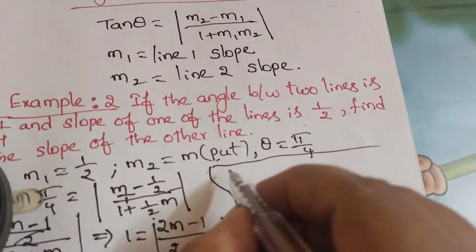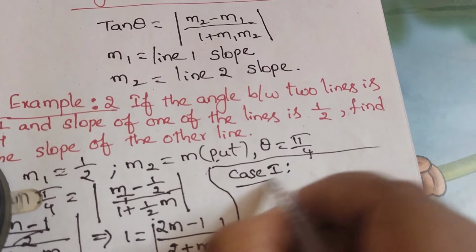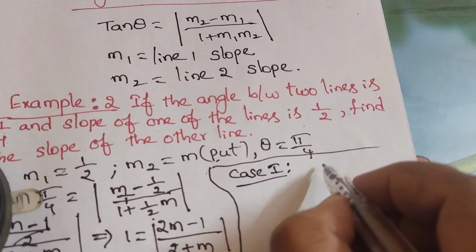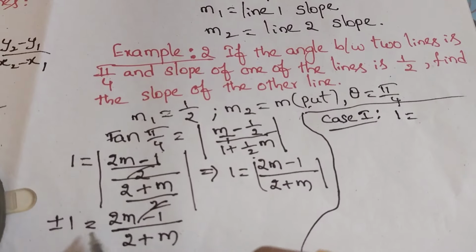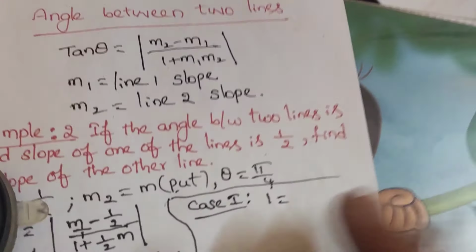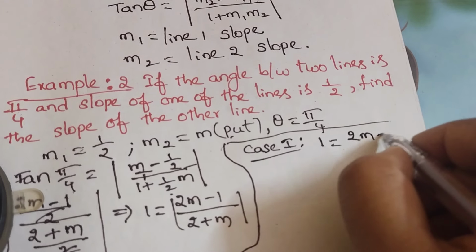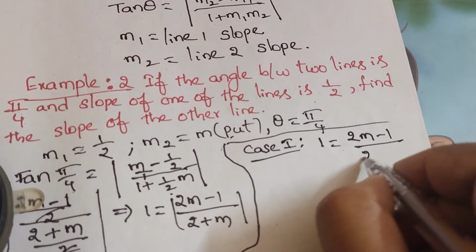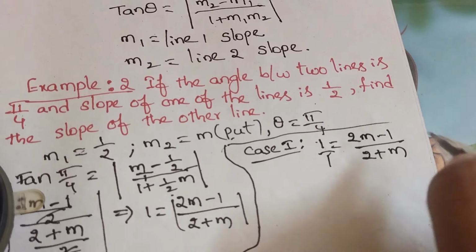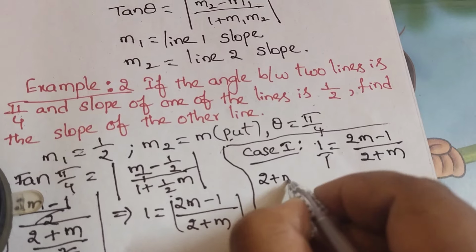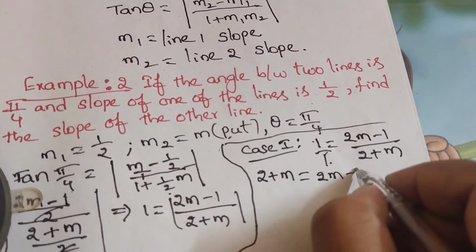Case 1 is when it is plus 1. Suppose case 1. When we are using plus 1, plus 1 is equal to 2m minus 1 by 2 plus m. Do cross multiplication. So 1 into 2 plus m, that is 2 plus m is equal to 1 into 2m minus 1. 2m minus 1.